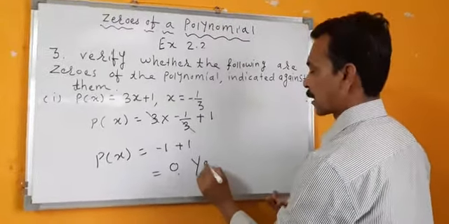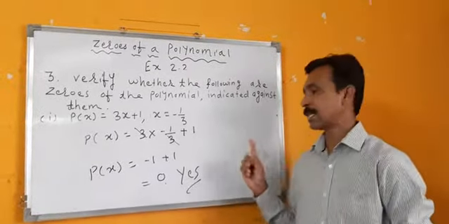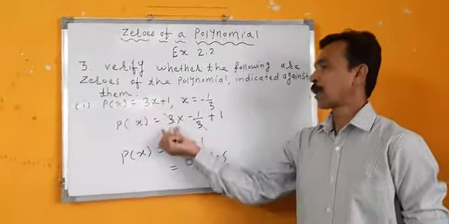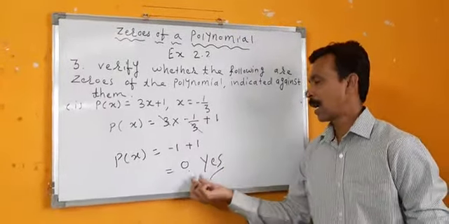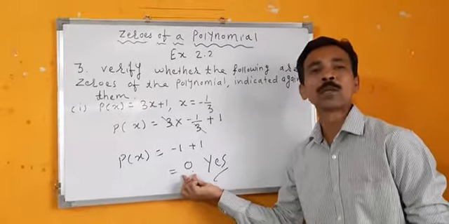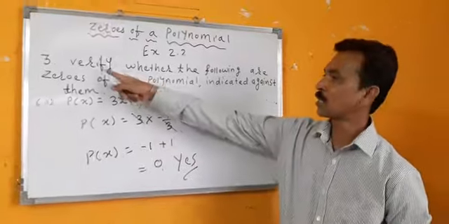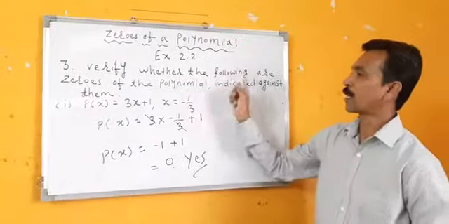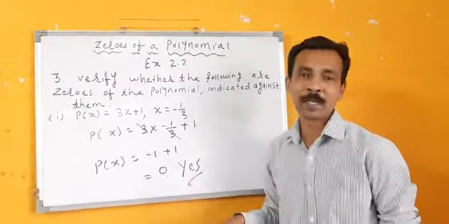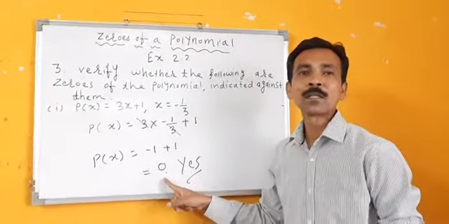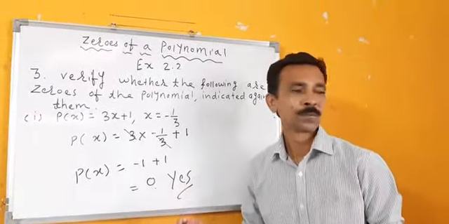So what will be the answer? Yes. Why am I writing yes? Because as I said, in this polynomial, whatever value is given of x, after placing it, at the end if the remainder is 0, then as per the question we have to write yes, because the question is check, verify whether the following are zeros. Whether means it may be, it may not be. So when the answer is 0, the answer is yes. Otherwise it is no.